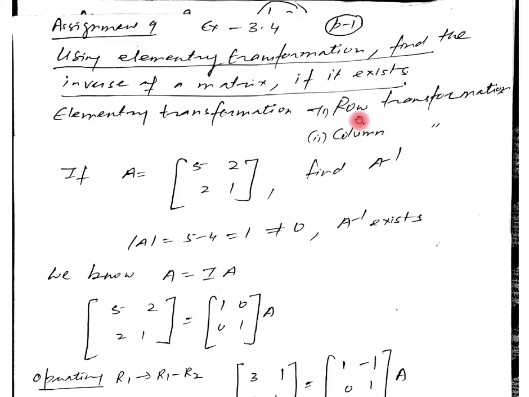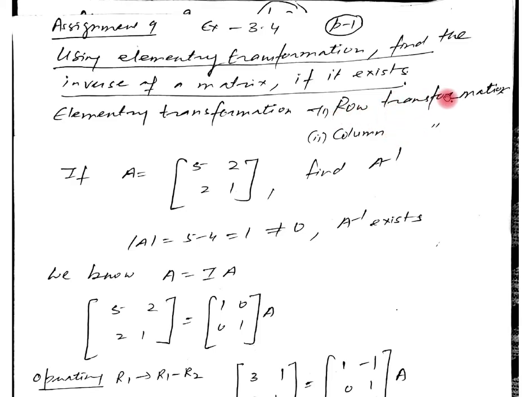What does it mean? Row transformation means the operations that you perform only on rows. Either we can add the rows, subtract the rows, or multiply a row by a scalar quantity. All the operations that you have to do to solve the question will be done in the rows. Similarly, when we do elementary transformation by column transformation, we have to apply all the operations in the columns. This thing you have to keep in mind.